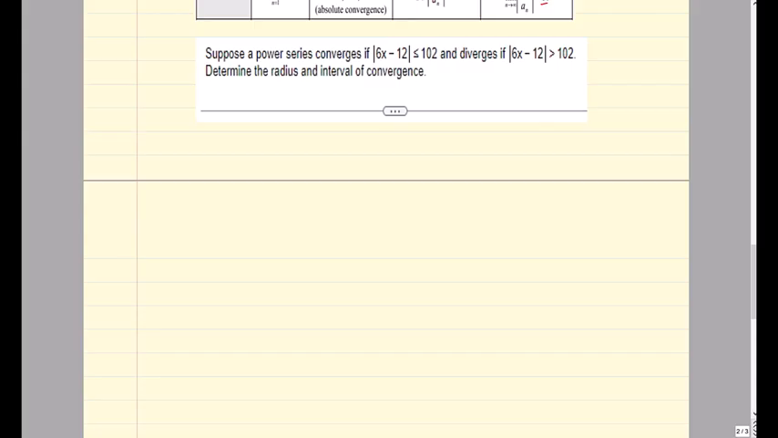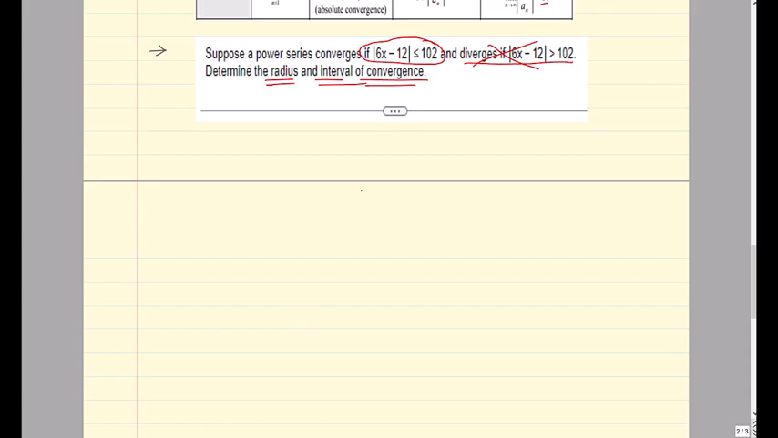The first problem that we're going to look at here is we're not given a power series. They just already give us the interval to work with, so we're lucky here for that one. So they're already telling us that this is where it's converging, and here's where it's diverging. So converging less than or equal to 102, greater than 102 for diverging. It says determine the radius and interval of convergence. So I don't care about the diverge, I only care about the converge.